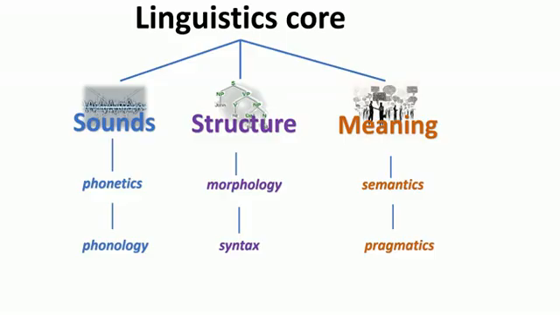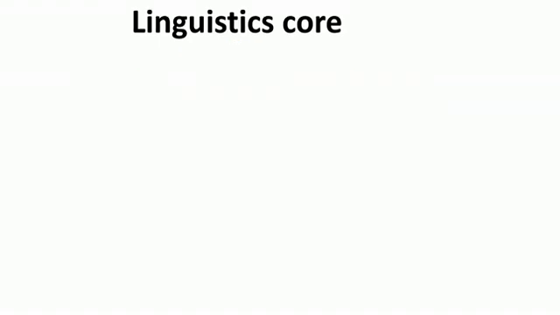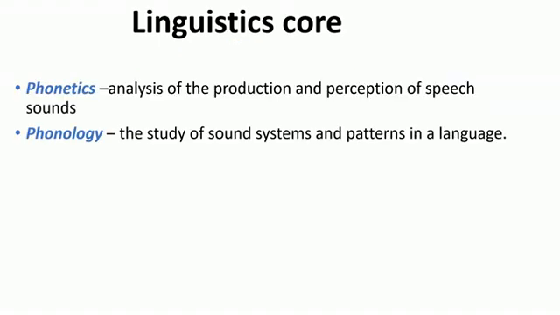If we consider the components of linguistics, the main branches of linguistics can be grouped according to their focus on sound, structure, and meaning. Phonetics, for example, involves the detailed analysis of speech sounds, how they're produced and perceived, and how they can be analysed acoustically. Phonology, on the other hand, is the study of the sound system and patterns within a particular language.